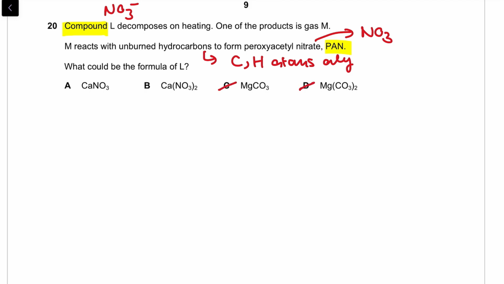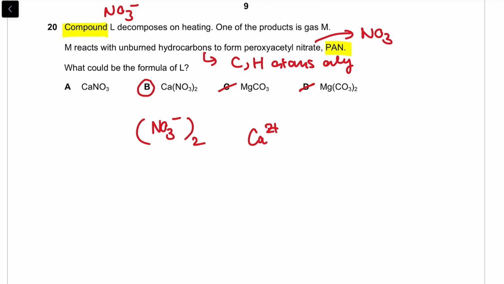Now, the difference between A and B is the fact that we have 2 nitrates for calcium in B and 1 nitrate for calcium in A. Nitrate ions have a 1- charge, and calcium ions have a 2+ charge. And for the compound to have an overall charge of 0, we're going to need 2 nitrate ions for each calcium ion, so our answer is B. Now, at A level, there is more to it. What was the gas produced that reacted with the unburned hydrocarbons? That gas must have been nitrogen dioxide, because that is produced from the decomposition of group 2 nitrates. And the equation that actually takes place is as follows.